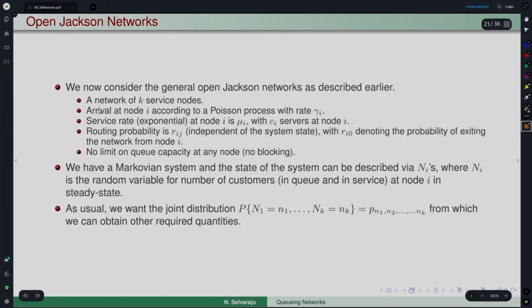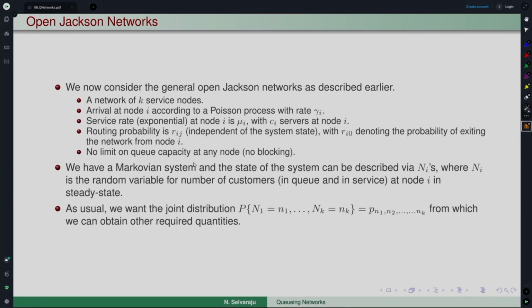So, what is that? Recall as described earlier, an open Jackson network means this is a network of say k service nodes. Arrivals at node i are according to a Poisson process with rate gamma i. Service time, which is exponential at node i, has rate mu i, and there are Ci servers at node i. The routing probability is Rij, which is independent of the system state, and Ri0 denotes the probability of exiting the network from node i, and there is no limit on capacity at any node, which means no blocking. Okay, this is what we have.